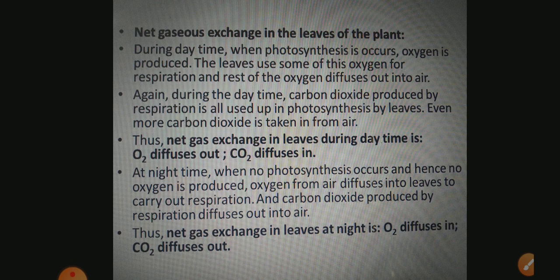the plant through the leaves or the stomata, and respiration takes place, and as a result of respiration the carbon dioxide is produced and diffused out into the air. This is during the night time. Net gaseous exchange in the leaf at night is O2 diffuses in and CO2 diffuses out.